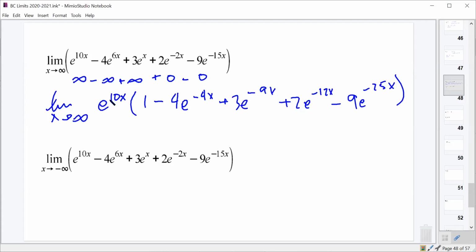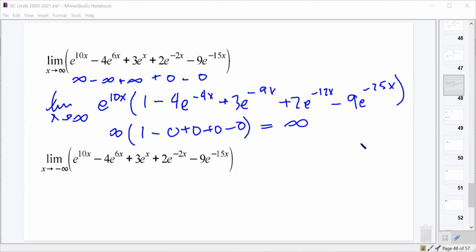And now, as we go towards infinity, this first piece here is just an infinity. And here we've got 1 minus a bunch of zeros. So we got infinity times 1. Infinity times a constant is still just a regular old infinity. Everybody good with that? All right.